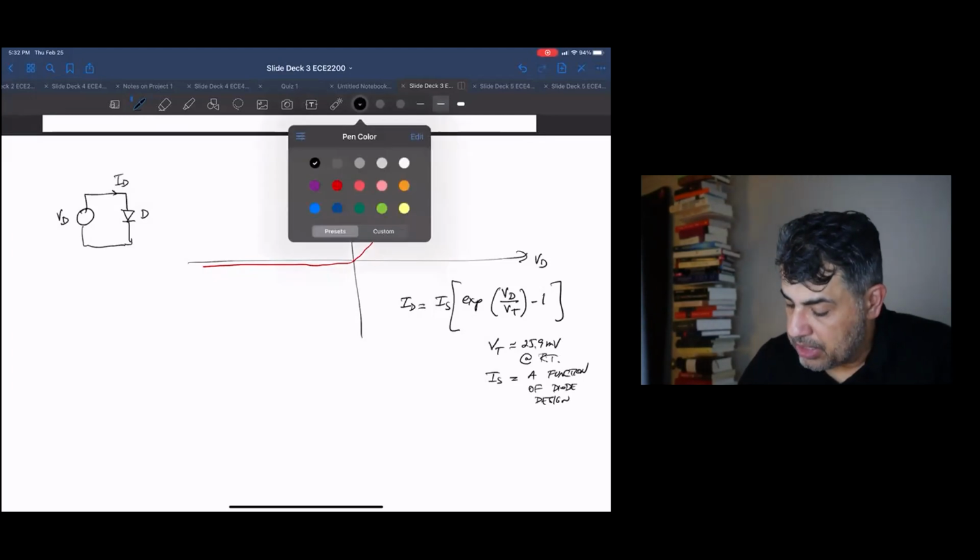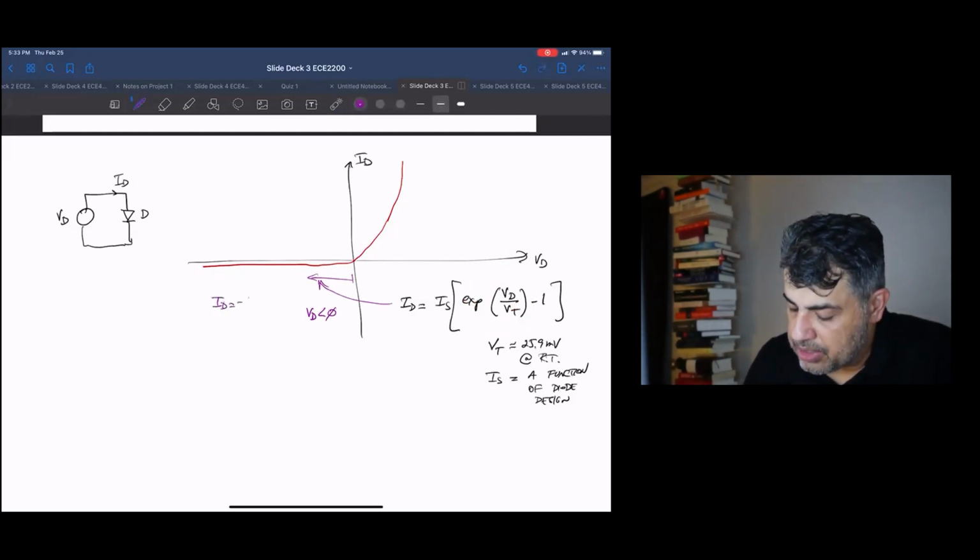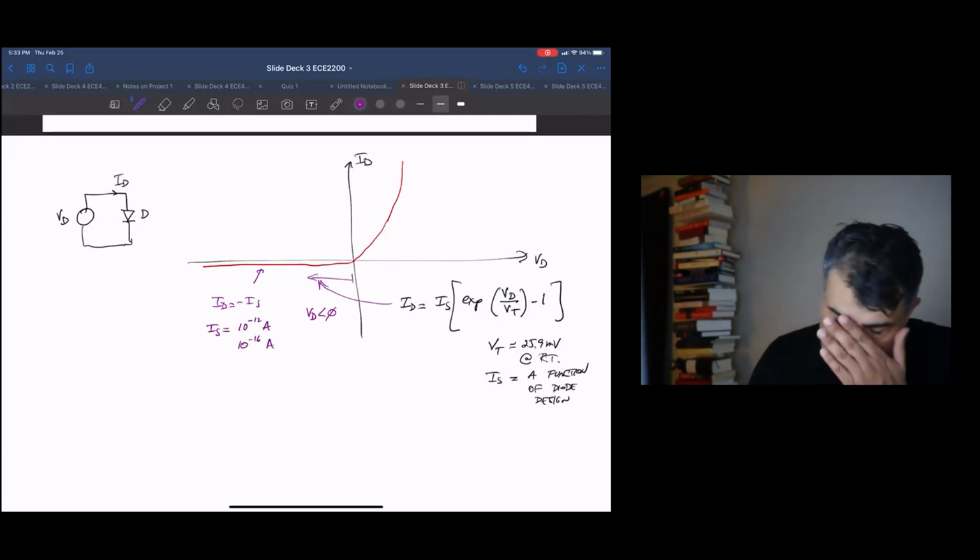And then I can do some approximations in the different regions. If VD is less than 0, then this term goes to 0, like a large negative exponential goes to 0, and you end up with I sub D is minus I sub S. And this I sub S, again, is a very, very small number. It depends on the design of the diode, but you're talking about 10 to the minus 16, 10 to the minus 17 amps.